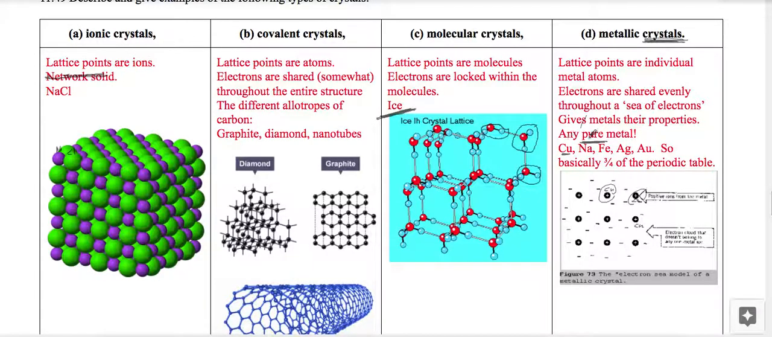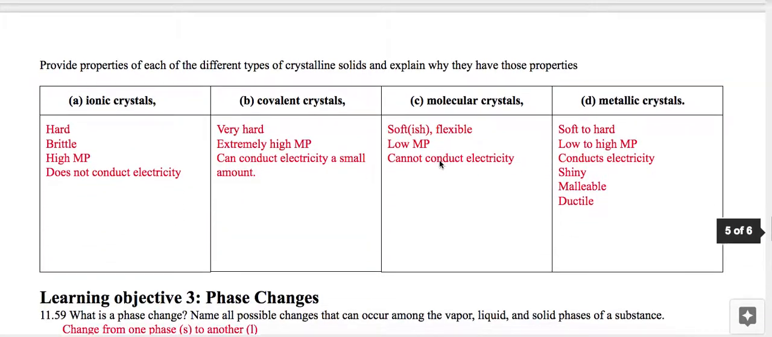Any element on the periodic table that's classified as a metal will go through this kind of bonding and form into what we call metallic crystals. And how these electrons are shared evenly through this structure is what gives metals their properties, which we'll look at when we get to the metals on the next part.